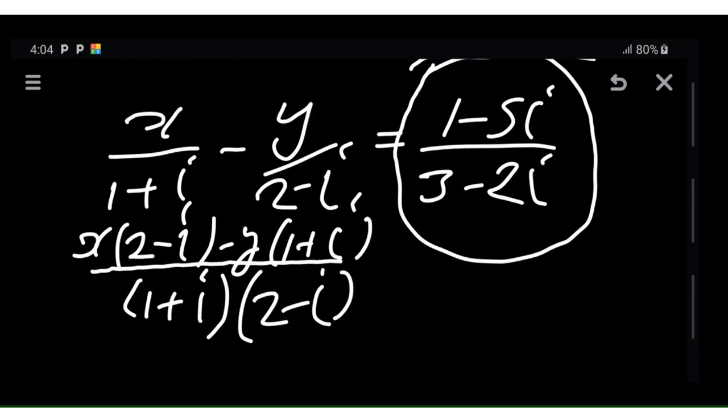We expand both of them, so let's do that work. x times 2 is 2x. x times negative i is minus xi. Then y multiplied by 1 is y, and minus y multiplied by positive i is minus yi.